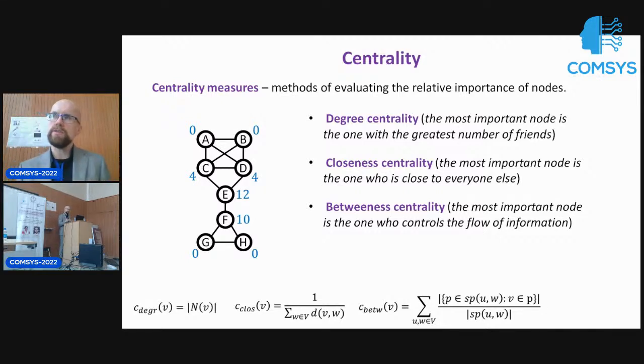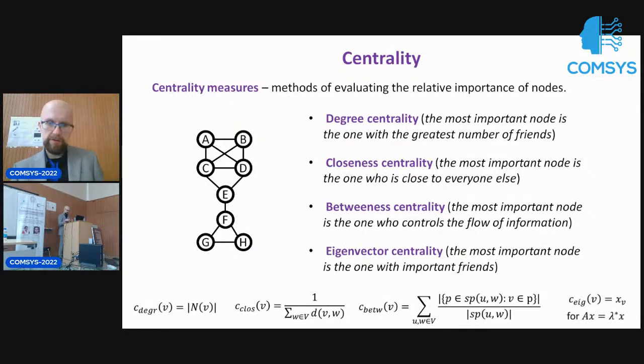Right? So it controls the flow of information from the upper component of the network to the lower component of the network. At the same time, if we take a look at the betweenness centrality of node G, for example, it's 0. Why? Because all neighbors of G are connected to each other, so no shortest paths lie through G.